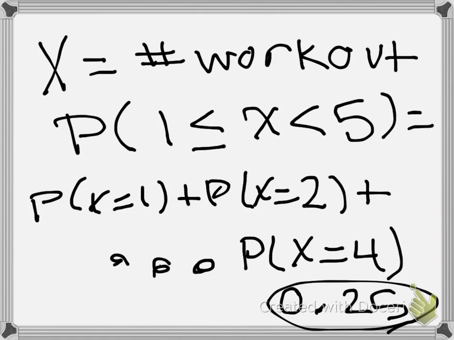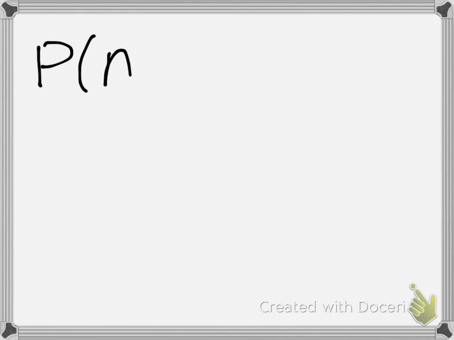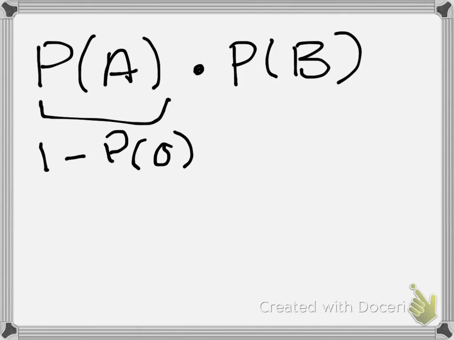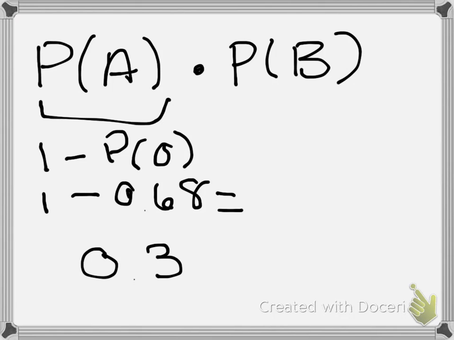Now, furthermore, it says, why is this probability not equal to the probability of A times B? So now I'm going to figure out the probability of A times the probability of B. So now you're finding two separate probabilities. The probability of A, works out at least once per week, I'm going to do that as 1 minus the probability of working out 0 times a week. That's just easier than adding straight across. When you do that, you get 1 minus 0.68, which is equal to 0.32, if I did my math right.